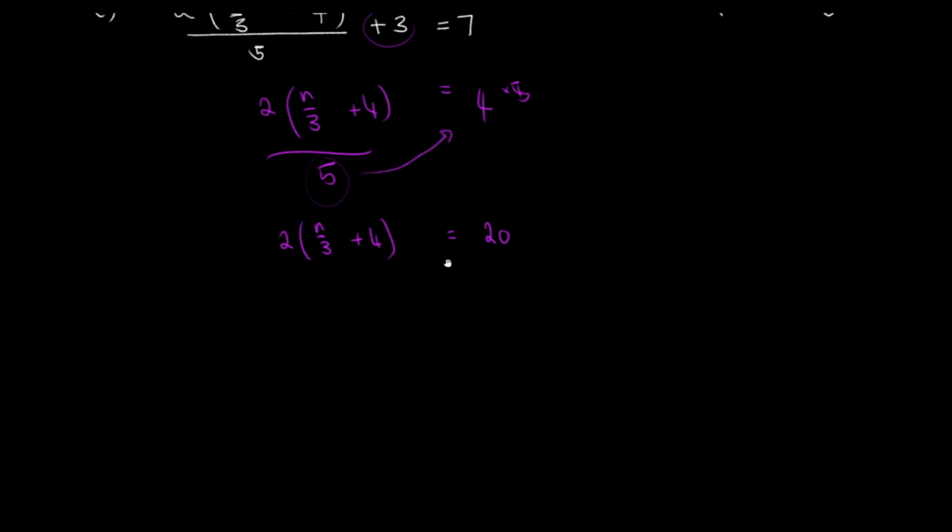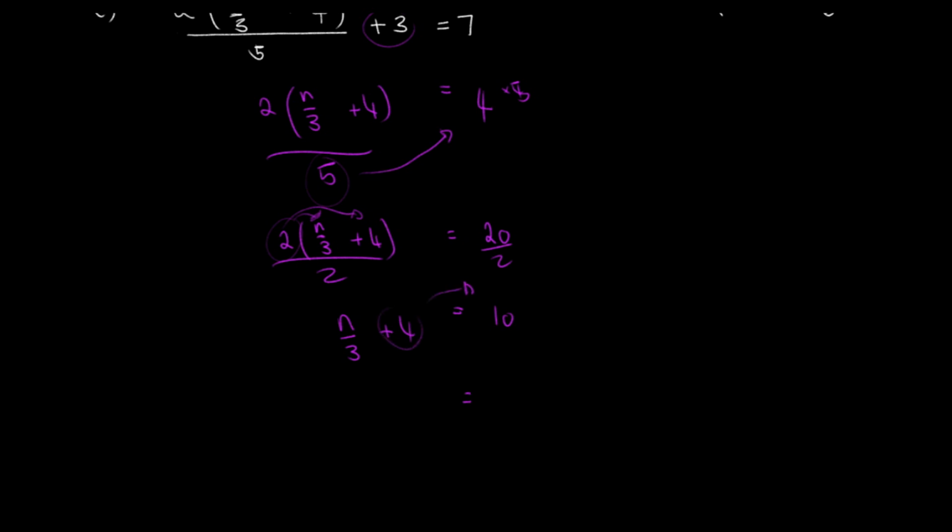Then we might be tempted again to multiply the 2 by using the distributive property. But I'm just going to simply divide this entire expression by 2. So we have n over 3 plus 4 is equal to 10.